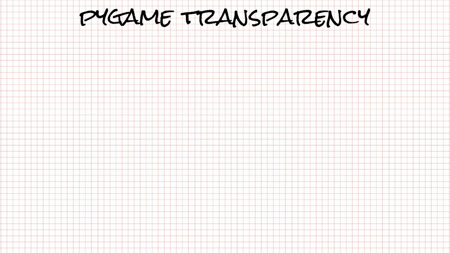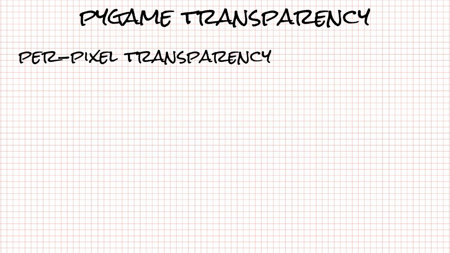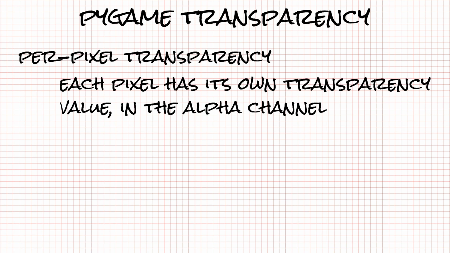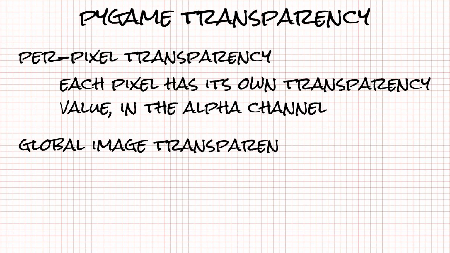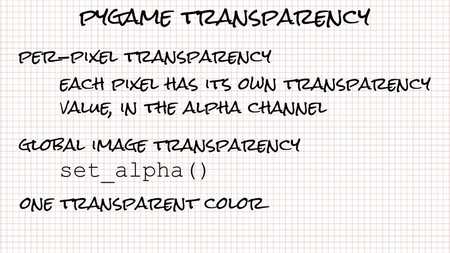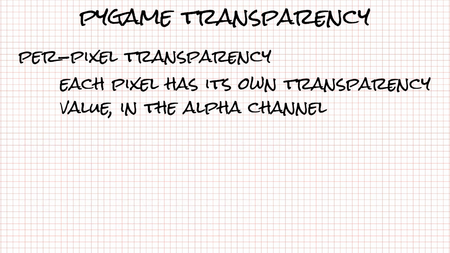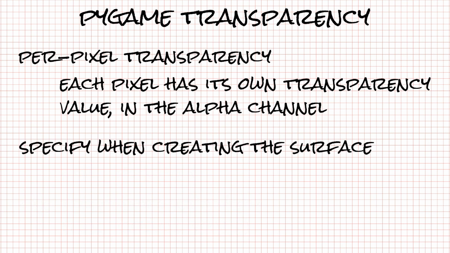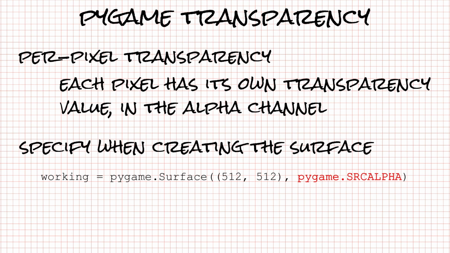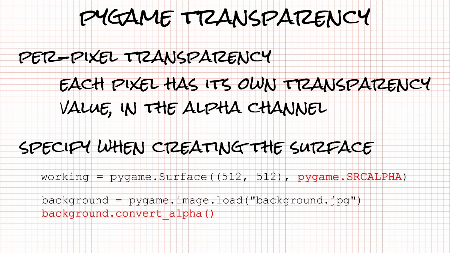If you are using the alpha channel, this is sometimes referred to as per pixel transparency to distinguish it from other ways of setting transparency in Pygame. Setting a transparency value for an entire image with set_alpha, or specifying that one color in an image should be transparent with set_colorkey. With per pixel transparency, each pixel in the image has its own transparency value. If you want per pixel transparency control, you need to specify that when you create the surface. Either pass the pygame.SRCALPHA flag when you create the surface, or send the convert_alpha message to the surface after you've created it or loaded it in from a file.